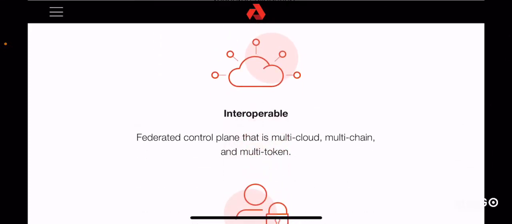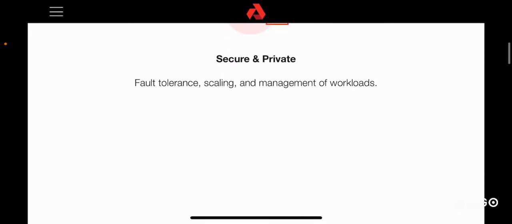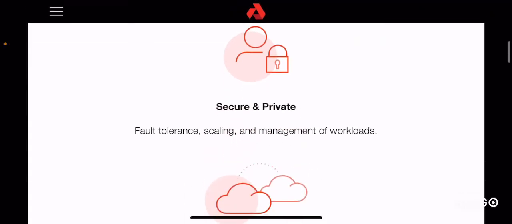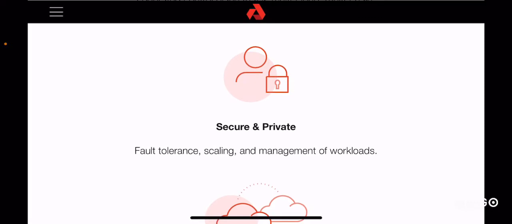Interoperable, federated control plane that is multi-cloud, multi-chain, and multi-token. So again, just like any project that aims to be interoperable, Akash Network also has interoperability built into it, and therefore it is basically available on multiple chains, multiple clouds, and a multi-token environment. So secure and private, fault tolerance, scaling, and management of workloads. So you can basically expect Akash Network security to be top notch, and it's also extremely private, so your privacy is well secured with this network.